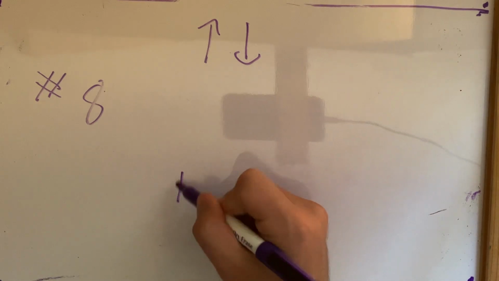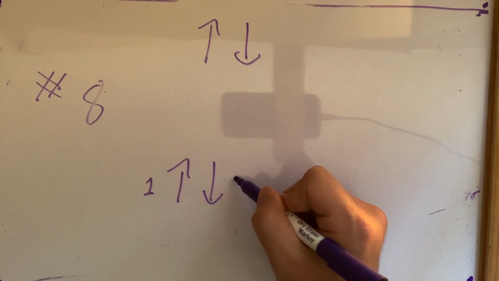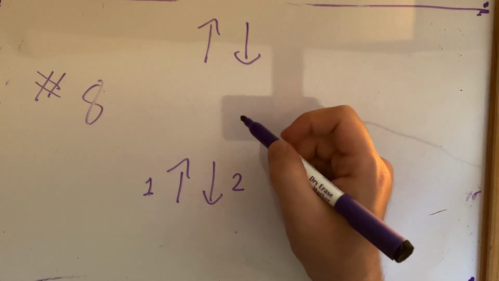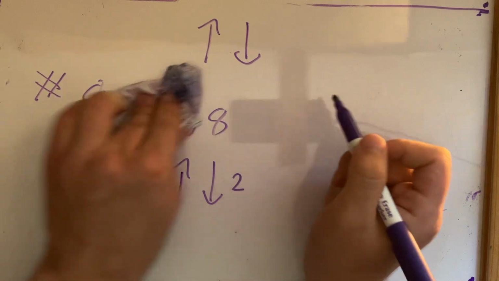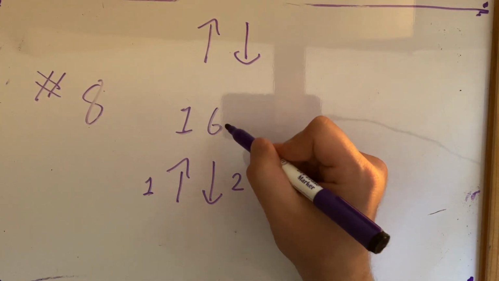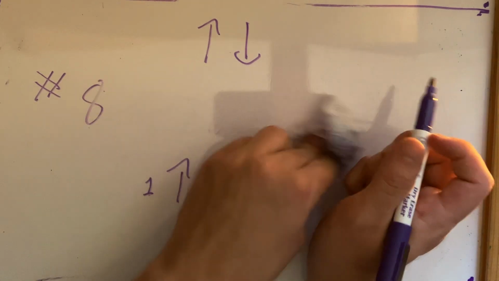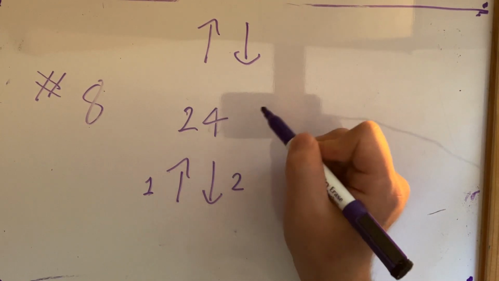Now the 8 pattern's a little bit different. It goes up by 1 on the left and down by 2 on the right. So we start off with 0, 8. And then we get 1, 6. Went down by 2 on the right.